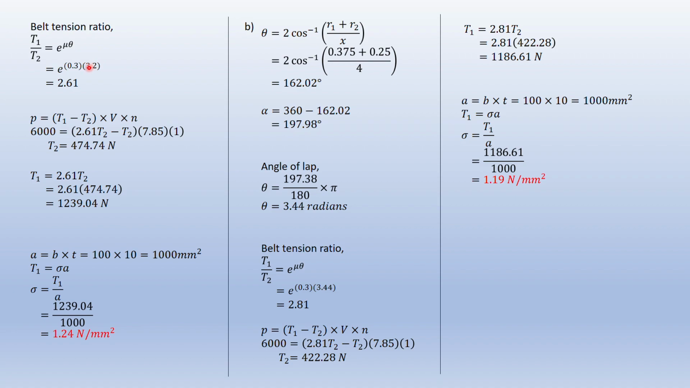It's not 3.2 anymore, and it's not 2.61 anymore, and it is not 474.74 anymore, and it is not 1239.4 anymore. So for the cross belt, the cross-sectional area is correct, and the stress is wrong as well. So this part B here is okay. The whole thing is correct.